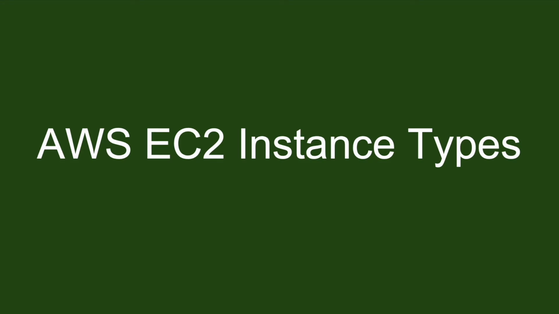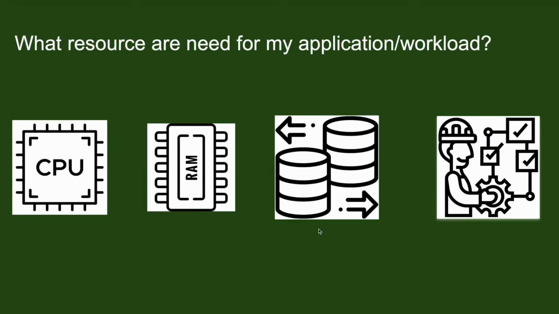AWS EC2 instance type and family. So in this video, we are going to see what the different instance families provided by AWS are. When you create an EC2 instance, you will see a lot of options provided by AWS. From this bunch of options, how do you select a specific instance type, and from which family, is what we are going to discuss in this video.